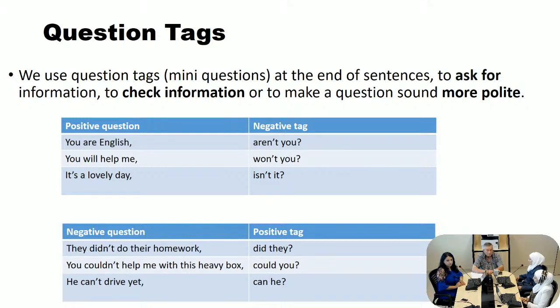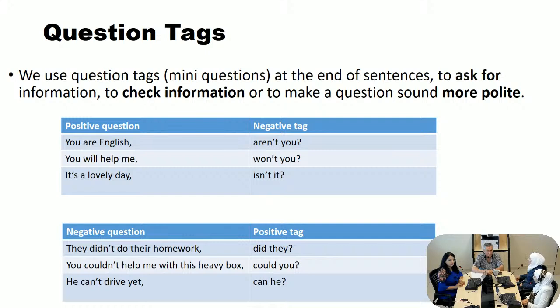The second part of the examples is when the sentence is negative, so we make the tag positive. They didn't do their homework. Here the sentence is in the past and the auxiliary is didn't, so we add did they after the comma. The second one: you couldn't help me with this heavy box.